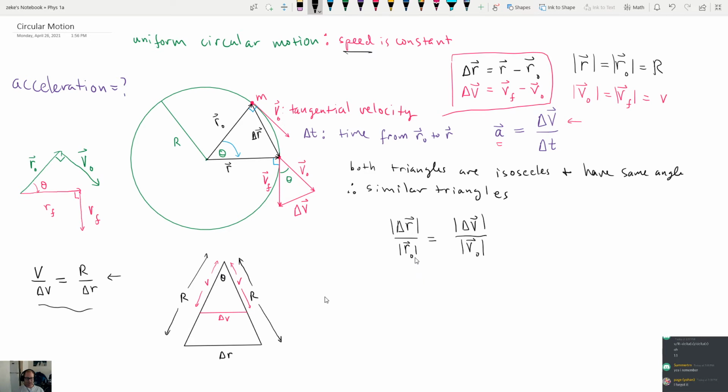And now let's plug in what these things are. For delta r, I'm just going to leave it as delta r magnitude. For r initial, I'm going to write that as capital R, because that's what we said that was equal to. And delta v, we'll just write as delta v. And on the bottom here, we're going to have a v. The next thing we're going to do is divide the entire thing by 1 over delta t. So on both sides, we're going to put 1 over delta t. I'm also going to take this velocity and move it to the left-hand side.